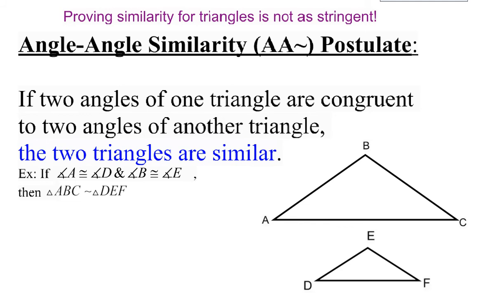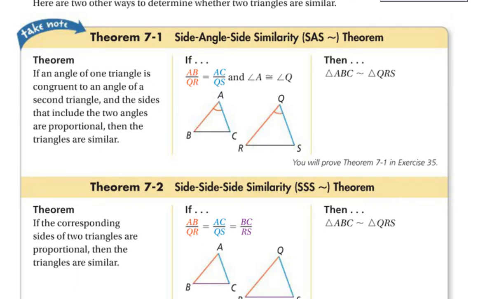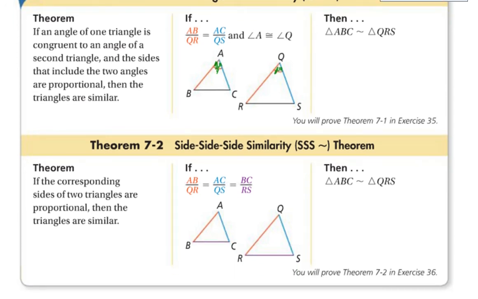We know two theorems based on this postulate. Those theorems are the side-angle-side similarity theorem, which says if two sides of one triangle are proportional to two sides of another triangle and their included angle, in other words, the angle in between them, are congruent, the two triangles are similar. The second triangle similarity theorem that I know is the SSS theorem, which says that if all three sides of one triangle are proportional to all three corresponding sides of another triangle, the two triangles are similar.